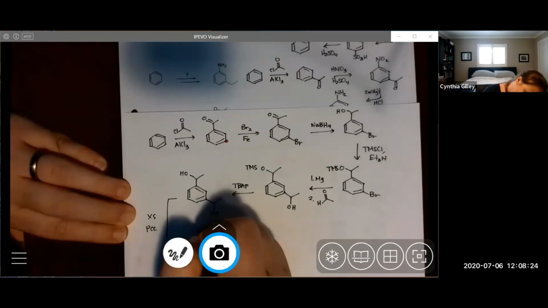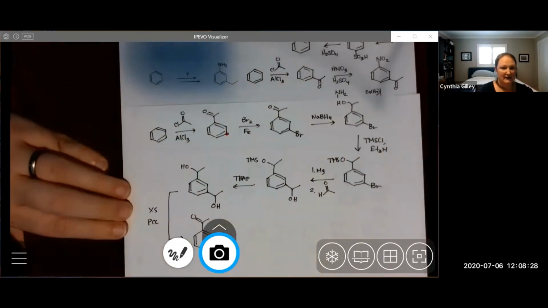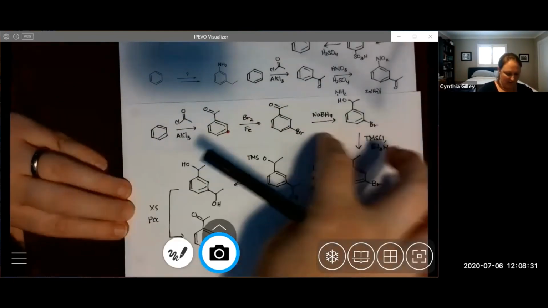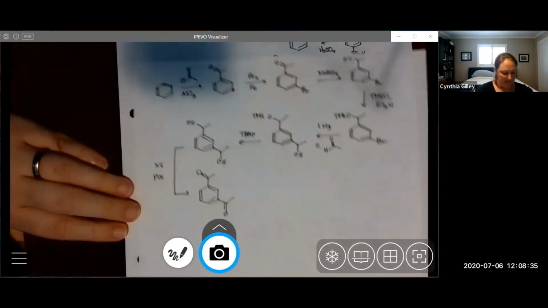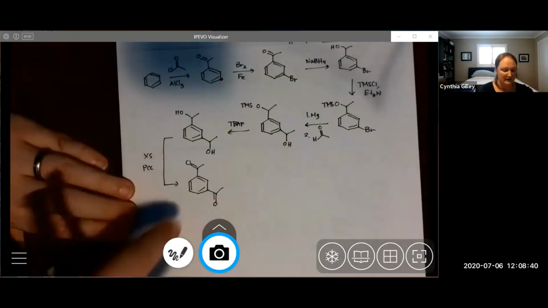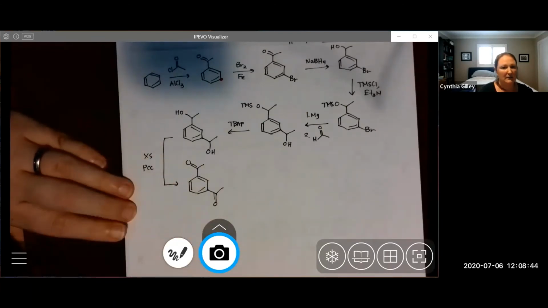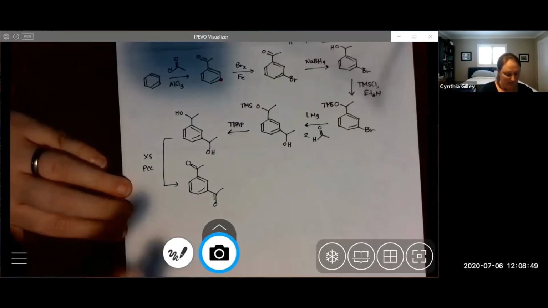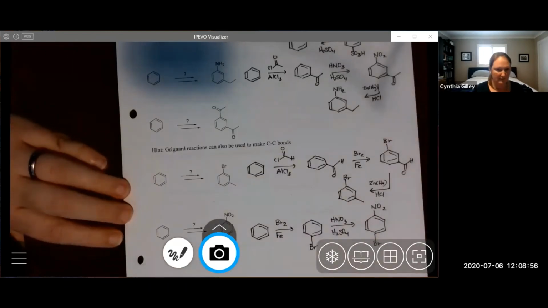So it's a pretty lengthy synthesis, as you can see. It's 1, 2, 3, 4, 5, 6, 7 steps. Sometimes, using electrophilic aromatic substitution reactions, it's not so easy to make the product we want to make. Sometimes it can be very convenient. Sometimes we can't really make it through electrophilic aromatic substitution. Okay.